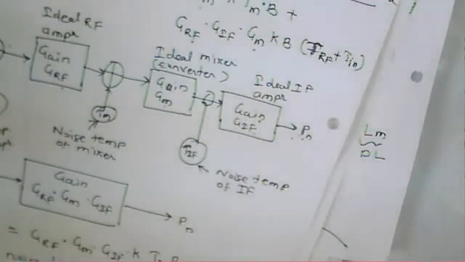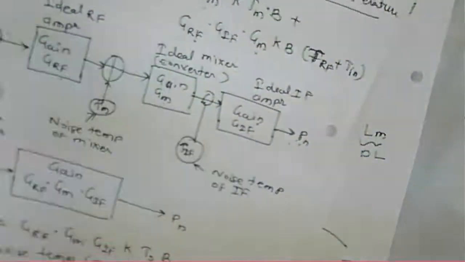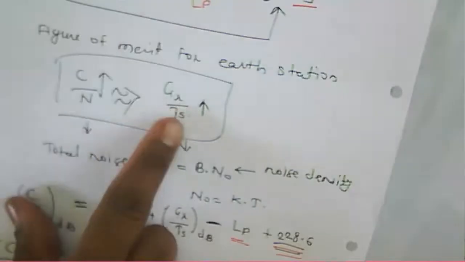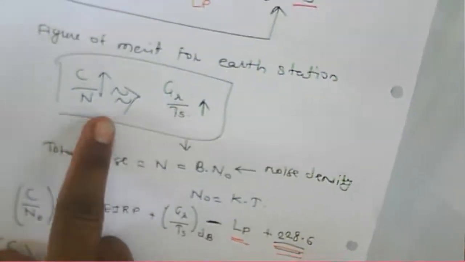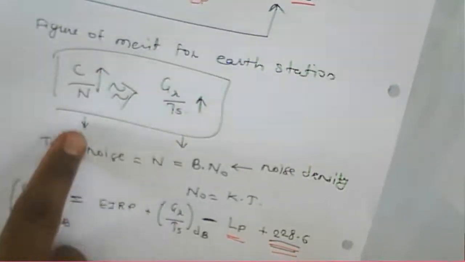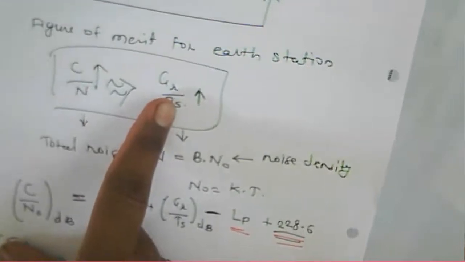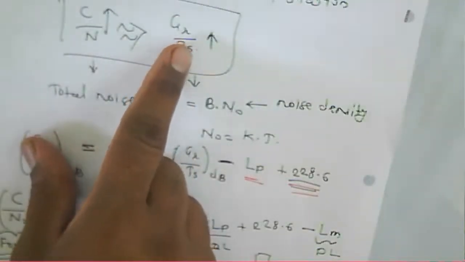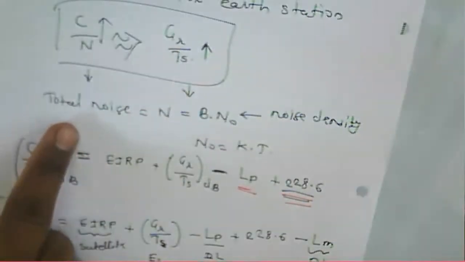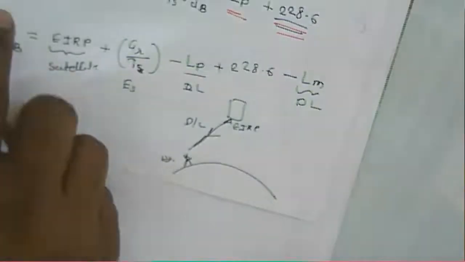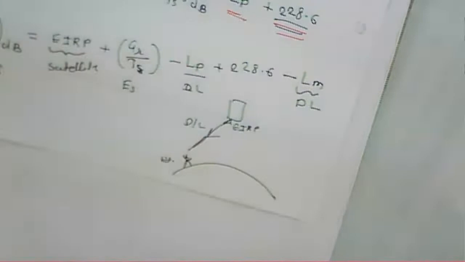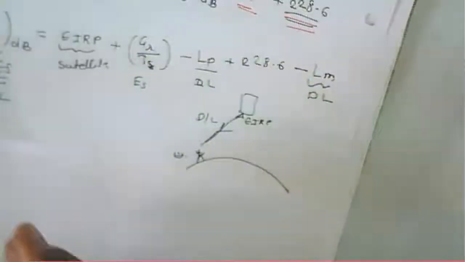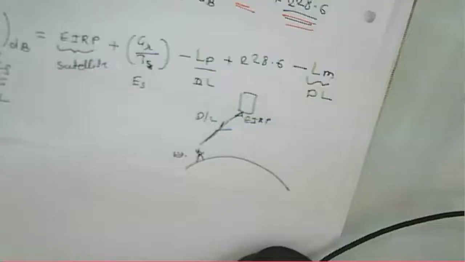And then from that G by T ratio, we calculate the C by N ratio. And we say that C by N will increase when G by T increases. C by N will decrease if the G by T ratio decreases. And that ratio of the gain of the antenna to the noise temperature, that is G by T, is nothing but the figure of merit of an Earth station. So that's why we say that we have calculated the total C by N ratio for the uplink and the downlink, that is the C by N ratio for the uplink as well as the C by N ratio for the downlink. And that is nothing but the total link budget or total link power.